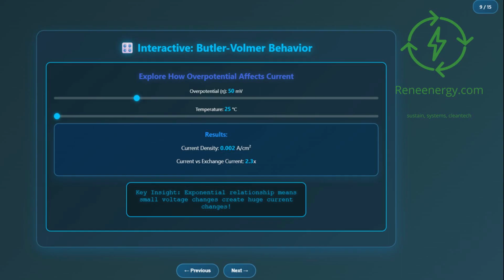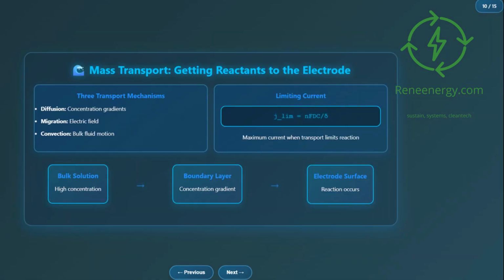Explore the Butler-Volmer behavior interactively to see how overpotential affects current. Small changes in voltage can lead to significant current variations, highlighting the importance of precise control in electrochemical systems. Mass transport is crucial for getting reactants to the electrode. It involves diffusion, migration, and convection. The limiting current is the maximum current when transport limits the reaction, a key factor in electrochemical efficiency.